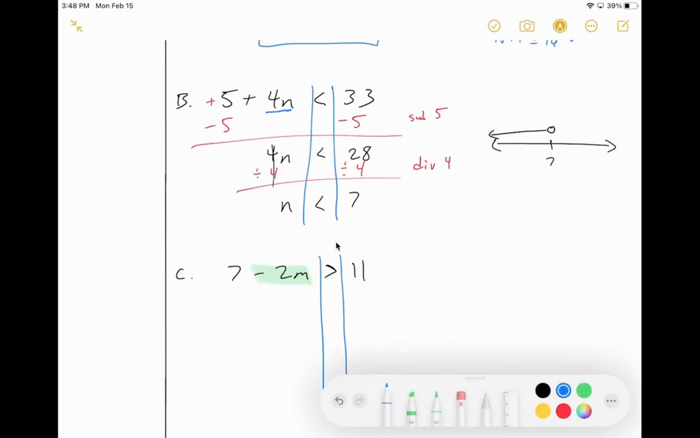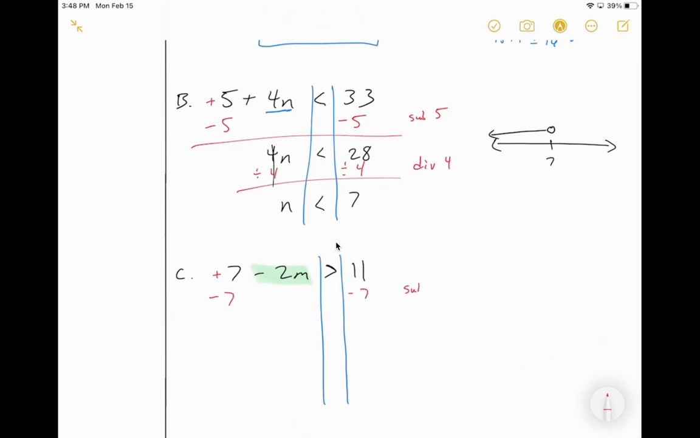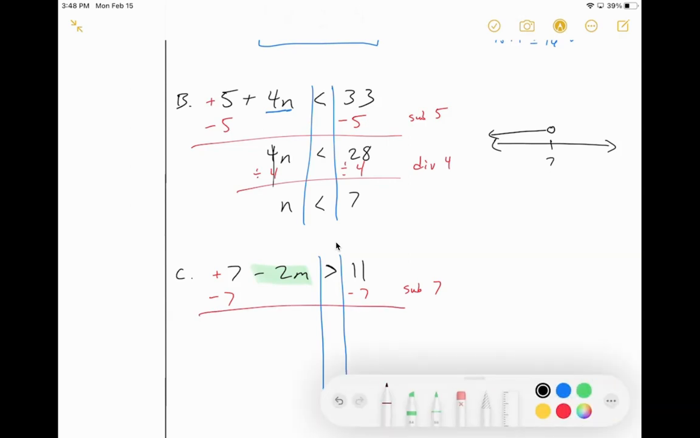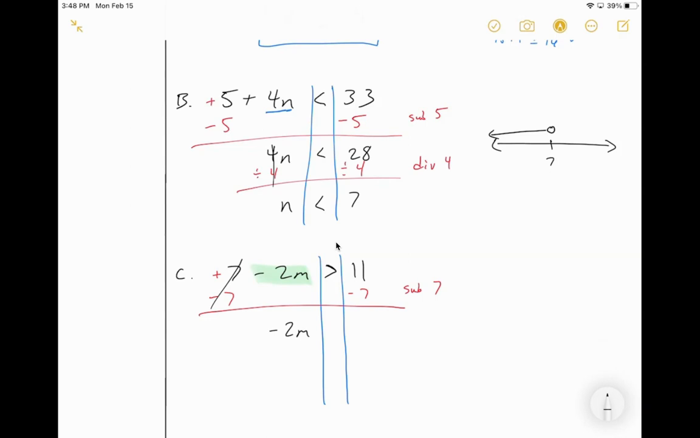Again, the first thing we want to get rid of is that 7. So I see that as a positive 7, so I'm going to subtract 7 on both sides. That cancels out here. That leaves me with a negative 2m. And that leaves me with 11 minus 7, which is 4. Still greater than at this point. Everything is still greater than. Haven't flipped anything yet.